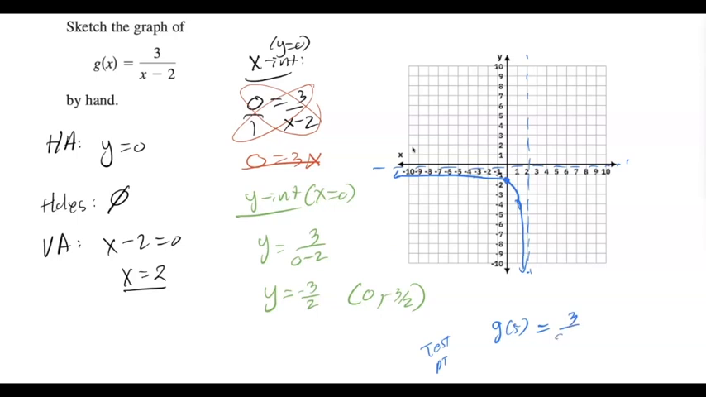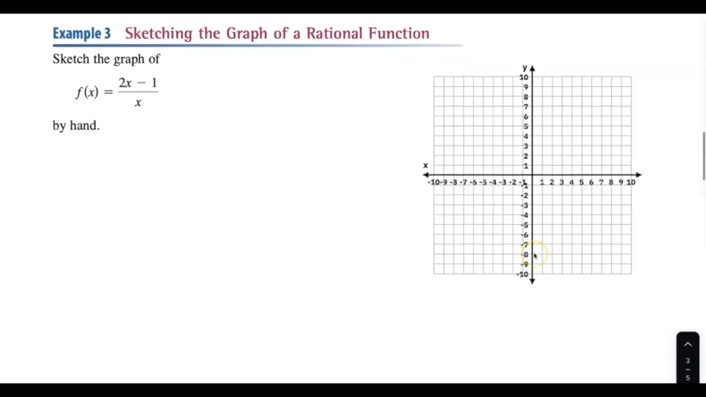3 over 5 minus 2. I get 3 over 3, which is 1. At 5, we are at 1. Oh, my graph's up here. It looks like this. And there we go. That's how you sketch a graph, going through all the stuff. Let's sketch this graph by hand.